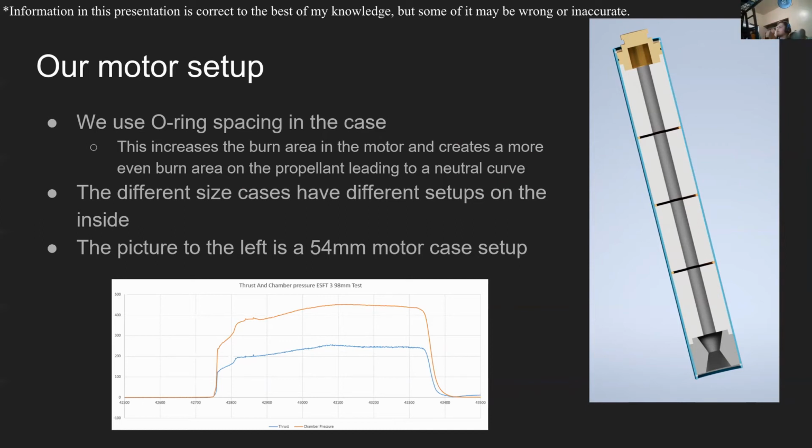The different size cases, another important thing to note, have different setups on the inside. For a larger case, like maybe the 6-inch we're testing later on this semester, we have to cast the motor directly into the actual motor case instead of casting it into a liner and loading it like a cartridge. That will affect the number of O-rings we can stuff in between things, and how the burn progresses during the motor.